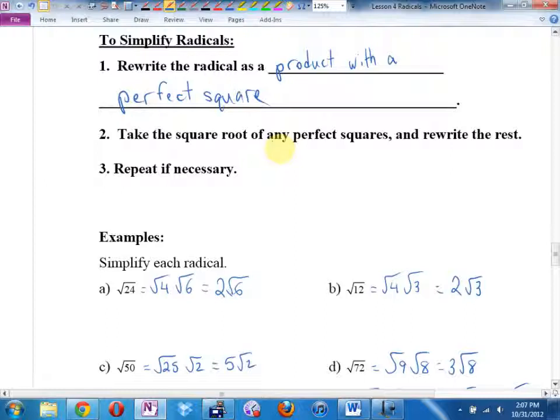Then take the square root of any perfect squares, rewrite the rest, and repeat if necessary, just in case there was a huge perfect square that we didn't see, like 36.